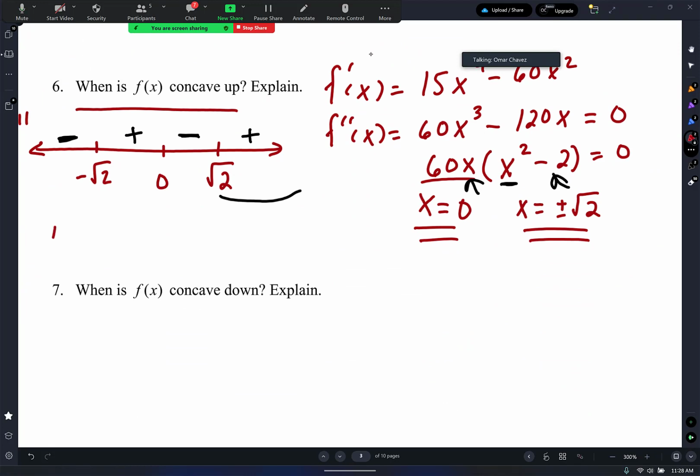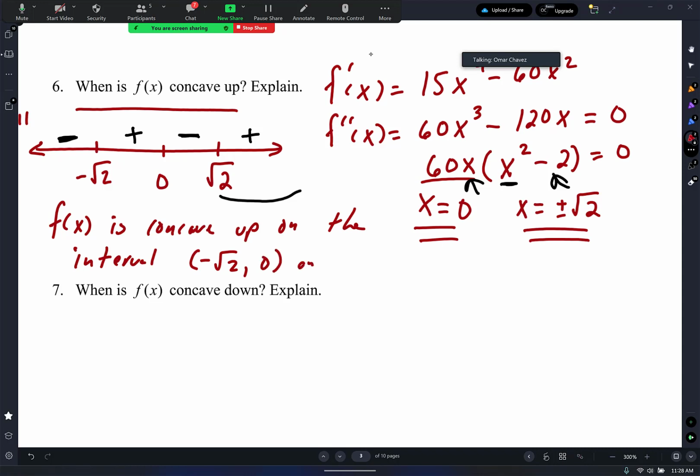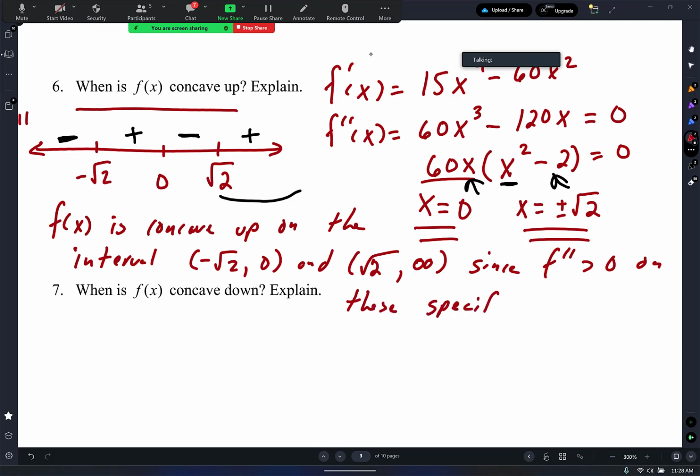I'm going to say f of x is concave up on the interval, parenthesis, negative square root of 2, comma, 0, close, and square root of 2, comma, infinity, close, since f prime prime is positive. So this is how you say positive, f prime prime greater than 0. And on this one, since I put parentheses on everything, you can say on these specific intervals.